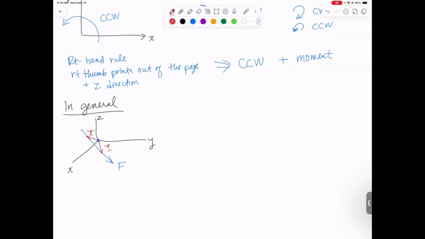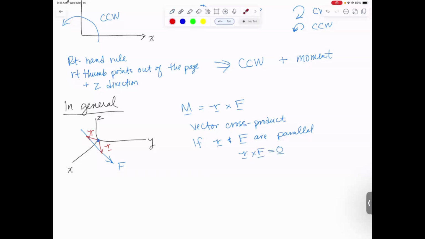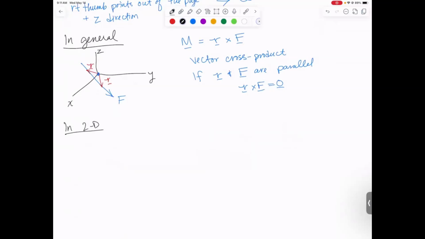And then what we can do is calculate the moment as a vector by using the cross product of R cross F. This is using a vector cross product. And a little bit later, I'm going to remind you how to calculate these, and we're going to get lots of practice with it. What if R and F were parallel? Well, if R and F are parallel, do you remember what happens if you take the cross product of two parallel vectors? Well, R cross F is 0. If they were parallel, you're going to get no moment. First, though, we're going to start with 2D, because in 2D, that cross product simplifies down quite a bit.